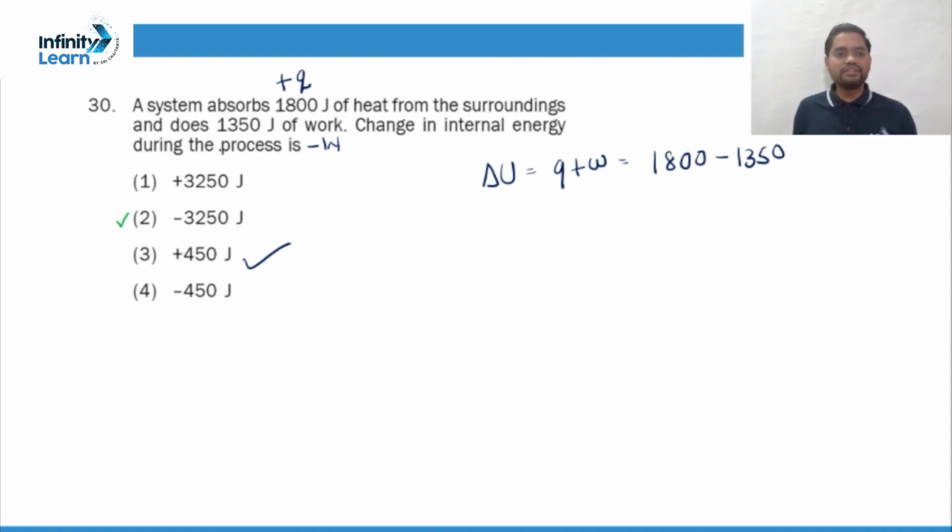Change in internal energy during the process. Change in internal energy is 1800 minus 1350, right? And does the work. System is doing work, that means negative. Yes, answer has to be C. This is not the right answer. Option number 3 is the right answer. Okay, clear? Sure.